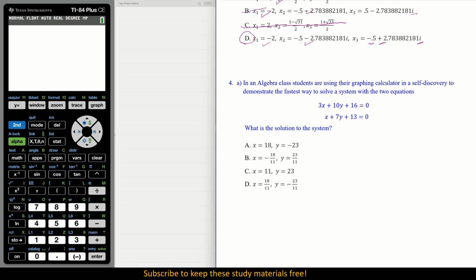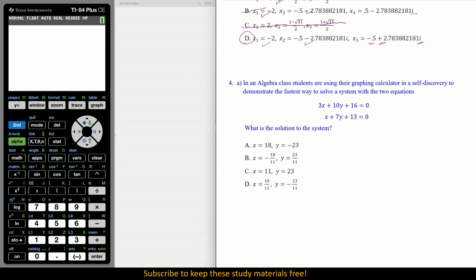Number 4A. In an algebra class, students are using their graphing calculator in a self-discovery to determine the fastest way to solve a system with two equations. Okay, we have our system, 3x plus 10y plus 16 equals 0, and x plus 7y plus 13 equals 0. What is the solution to the system?